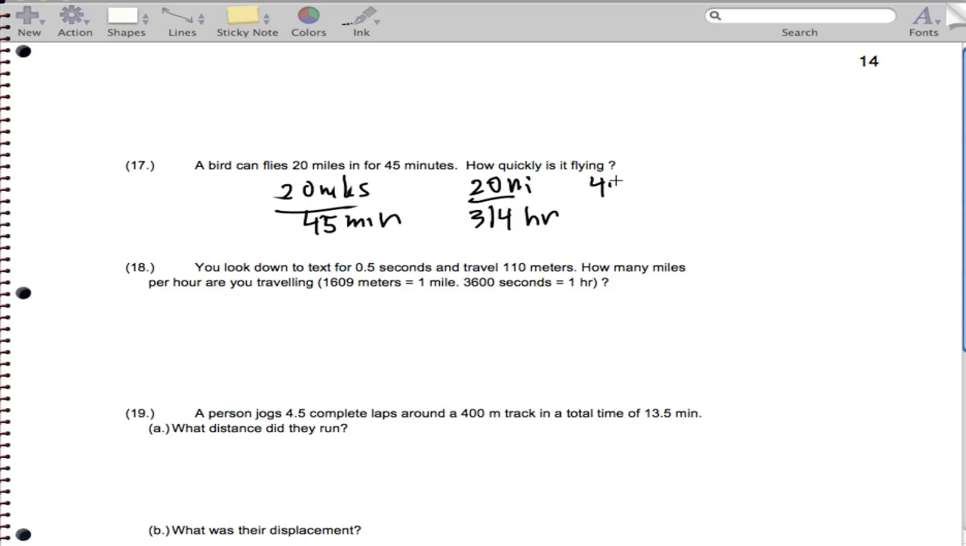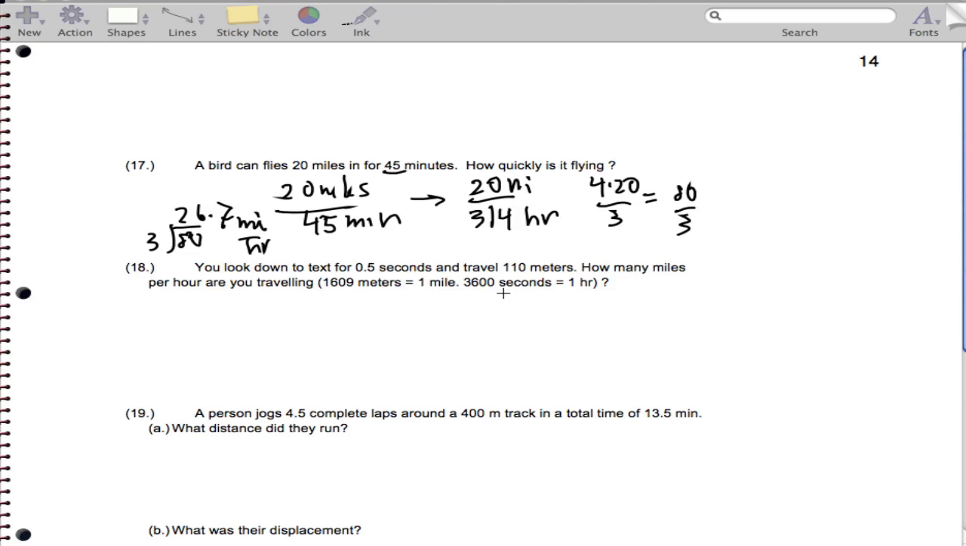So that's going to be 4 times 20 divided by 3. So that's 80 divided by 3. And when I get that answer, 80 divided by 3 is 26.7 miles per hour. So if you couldn't follow that math, I'm sorry, 45 minutes is 3/4 of an hour. I expect you to be able to do this, it's 5th grade math. I expect you to be able to do it.